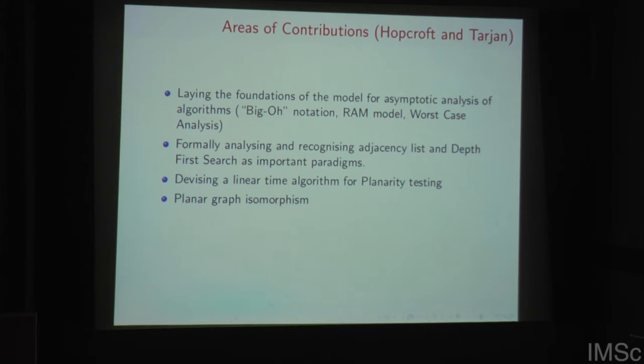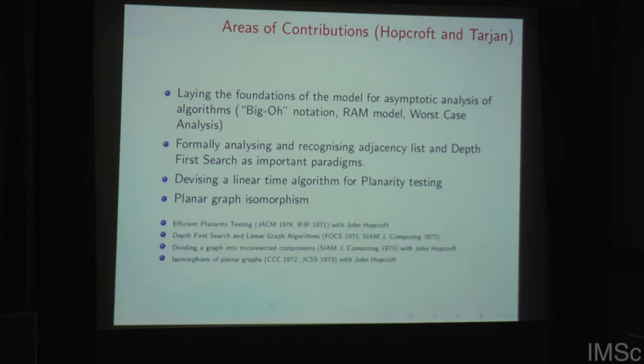And along the way, they also managed to show that you can test for isomorphism of two planar graphs in linear time. These papers appeared in JACM 1974, SIAM Journal of Computing 1972, 73, JCSS. So that's the Turing Award work, which laid the foundations of how algorithms are analyzed, how graphs are represented, some nice techniques, tools, and so on.